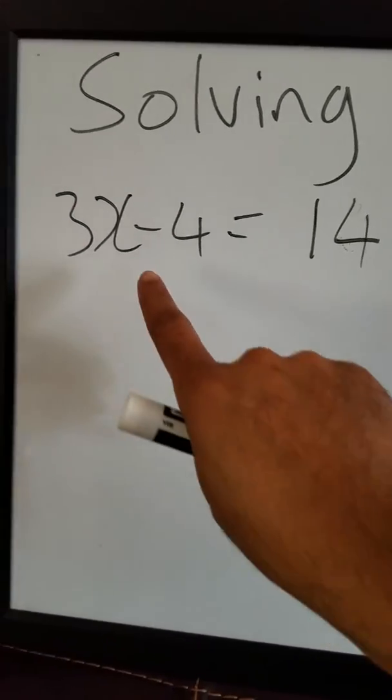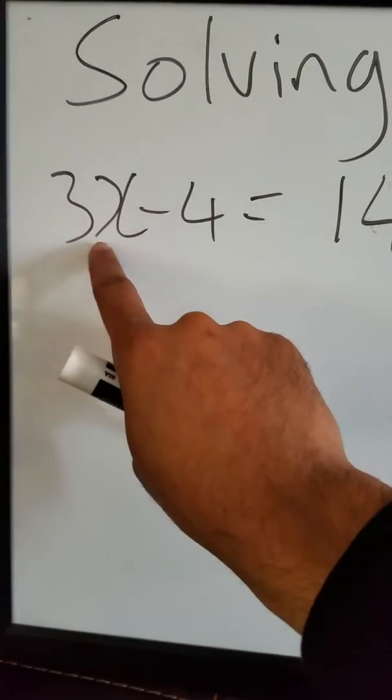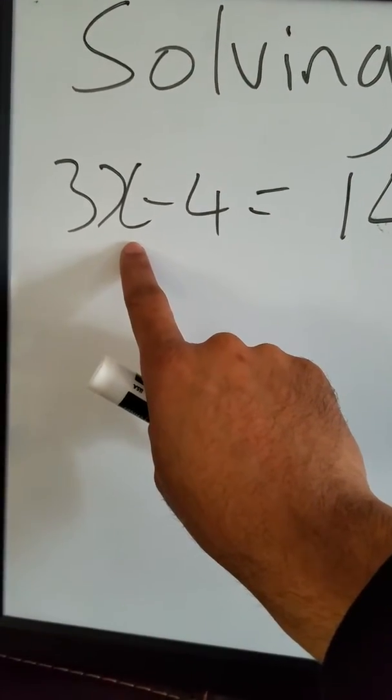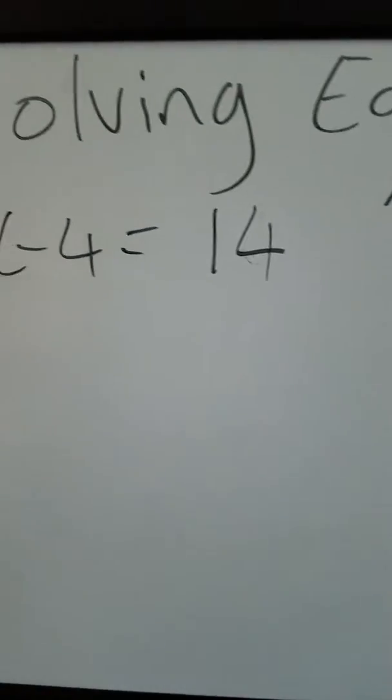So we would like to know what the value of x is, because this equation is telling us that 3 times a certain number, a number that we don't know, then we subtract 4 from that number and it's going to give us 14 for the answer.